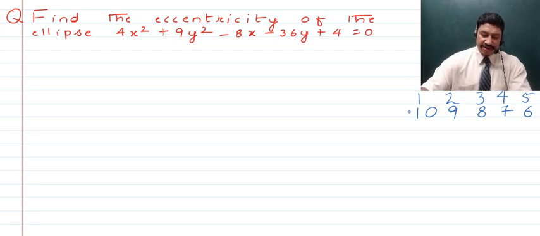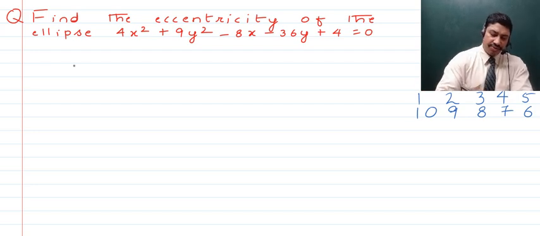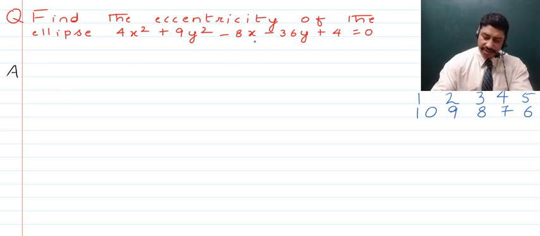You've been given here, find the eccentricity of the ellipse 4x square plus 9y square minus 8x minus 36y plus 4 is equal to 0. So here, children, what you do is, first we'll be talking about this equation, and we will try and settle this equation such that this becomes a proper quadratic equation by making them perfect squares of x and y.